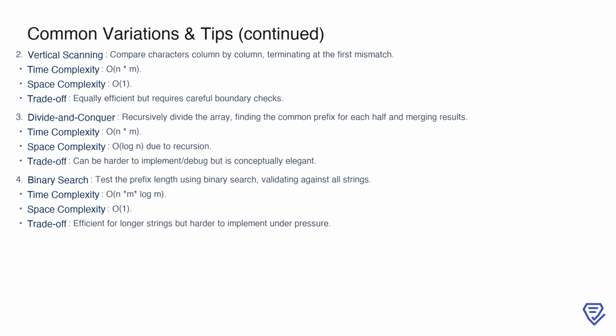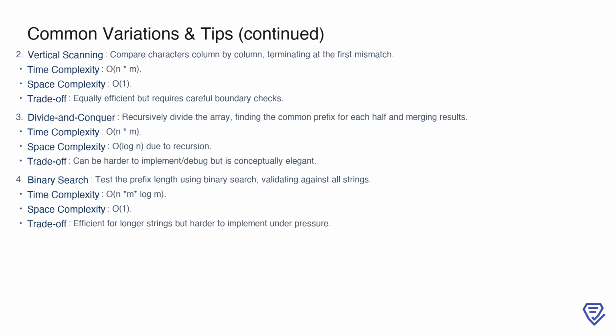Divide and conquer is another strategy you can use. In this method, you recursively divide the array into halves, find the common prefix for each half, and then merge the results. This approach has the same time complexity of n*m, but it requires log n space due to recursion. While it's elegant and can be efficient, it's more complex to implement and debug.